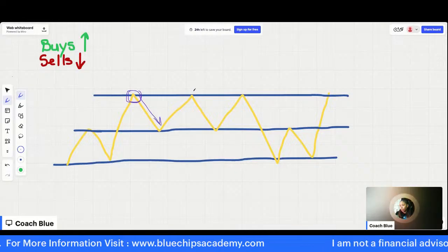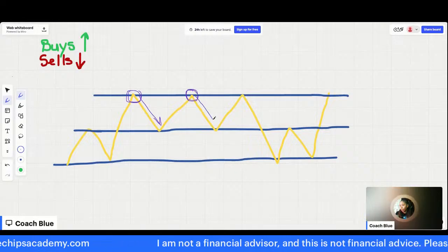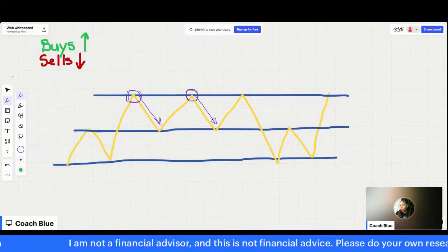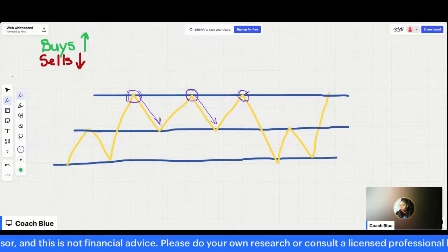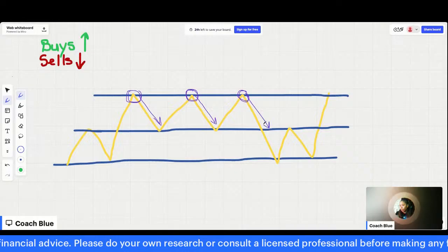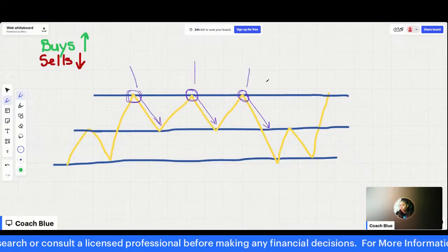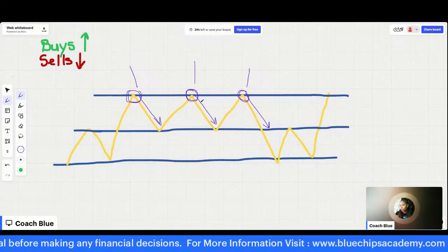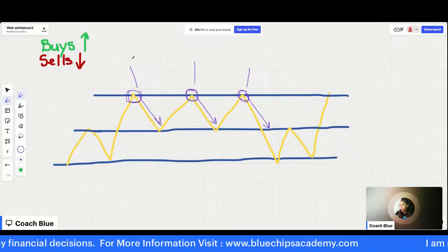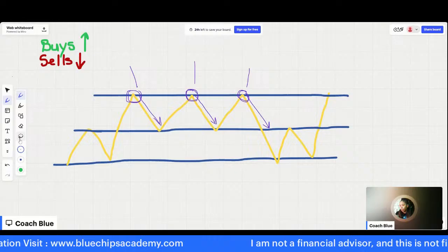Okay. Came back up to this area here. What happened? It went down. Okay. Came back up to this area here. What happened? It went down. So if you see multiple areas in the market where price sells at least 2 or more times, that is a key level. Okay. That's one example.